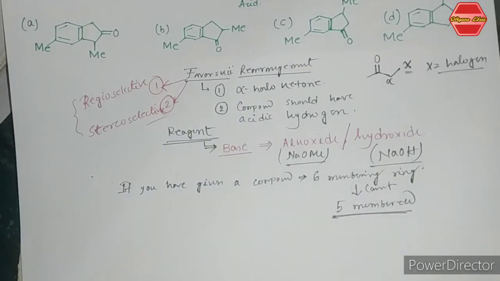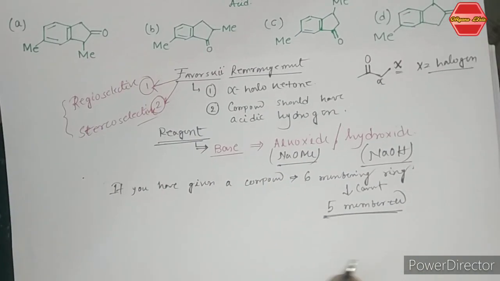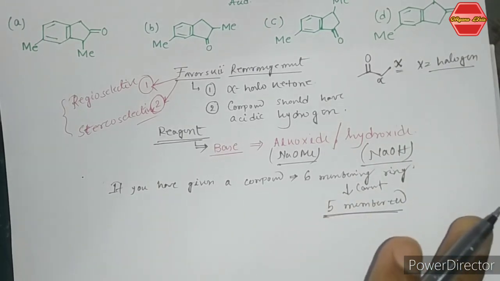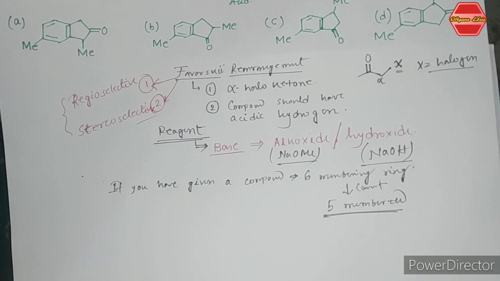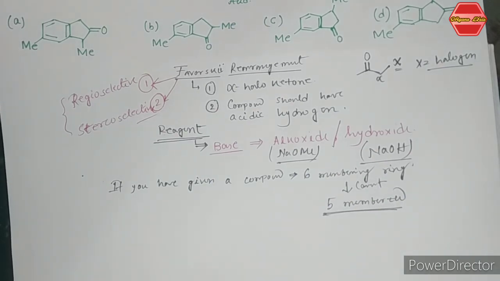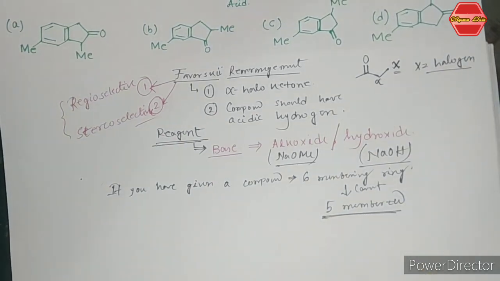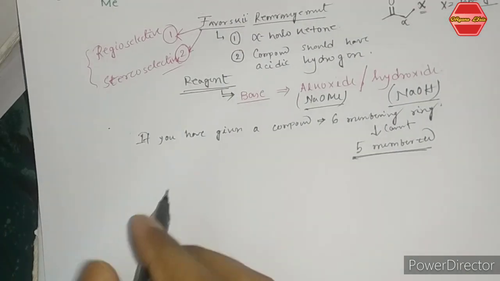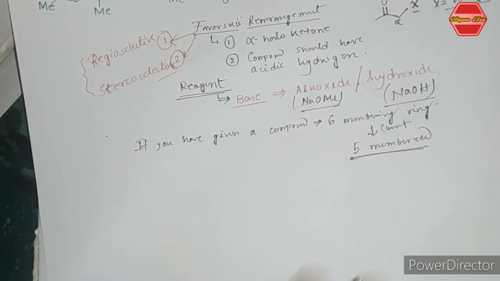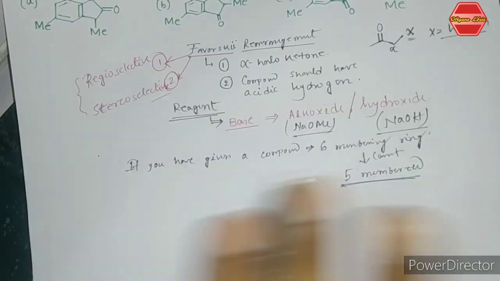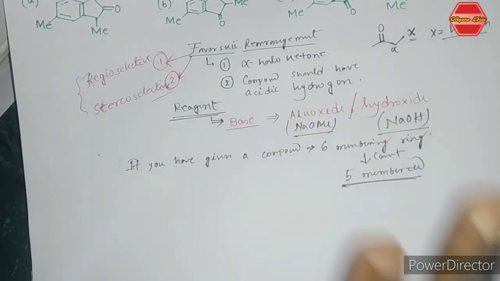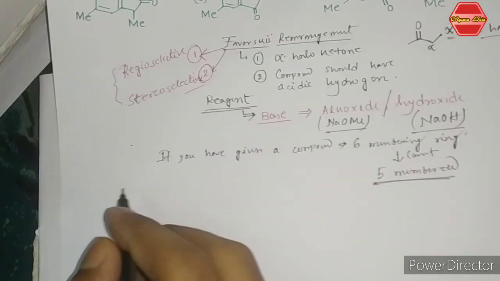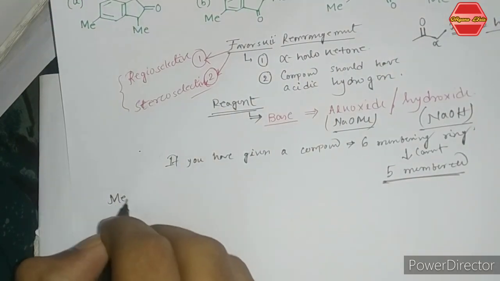Now there are different types of Favorskii rearrangement possible: the plain Favorskii rearrangement, the quasi Favorskii rearrangement, or the homo Favorskii rearrangement. We will discuss these various types in another video. In short, I am mentioning the quasi Favorskii, but I will discuss it later. Now I am discussing the mechanism and how the reaction will proceed. Let's have a look at the mechanism.